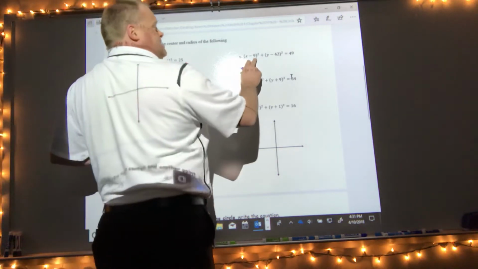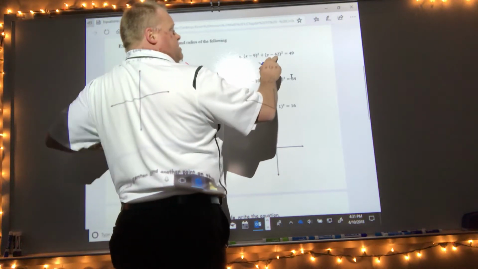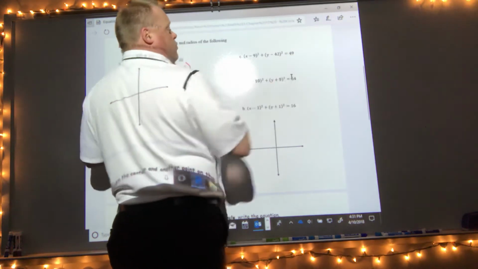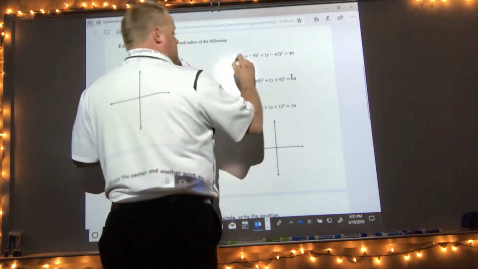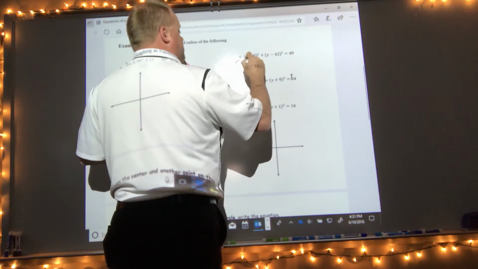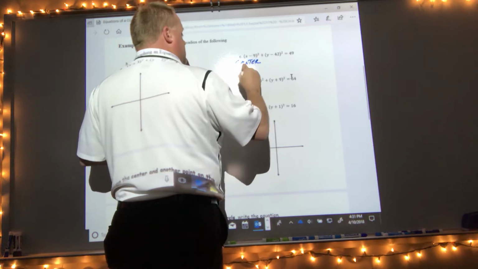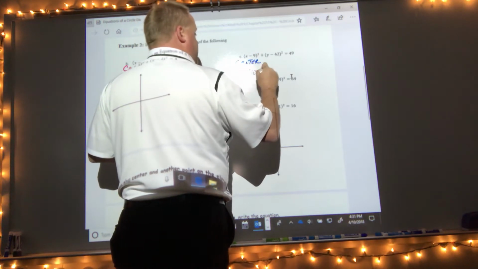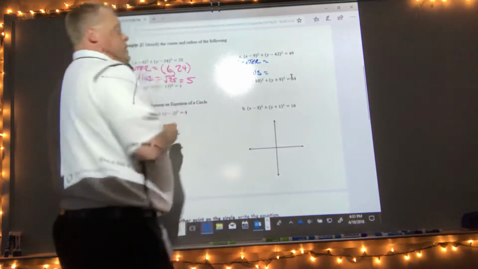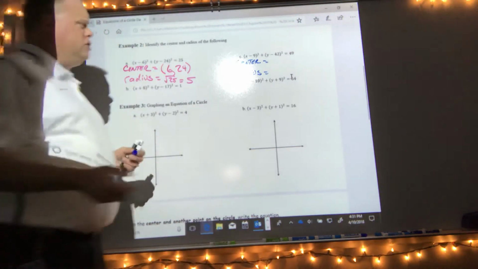I have (x − 9)² + (y − 42)² = 49. So I look at this. I want to identify my center and identify my radius. So here we go. Now look at it.